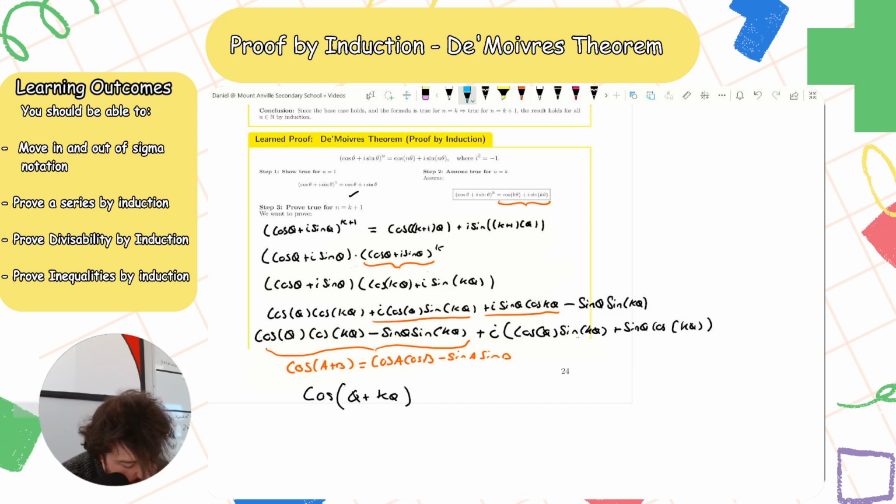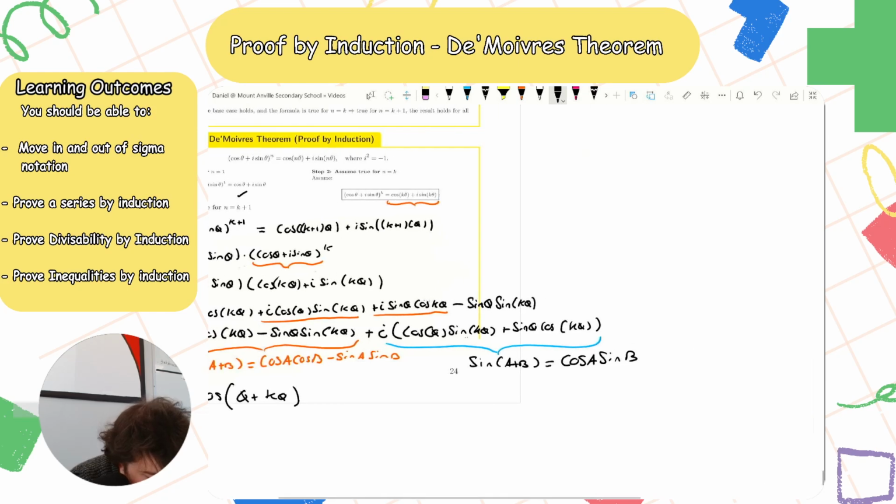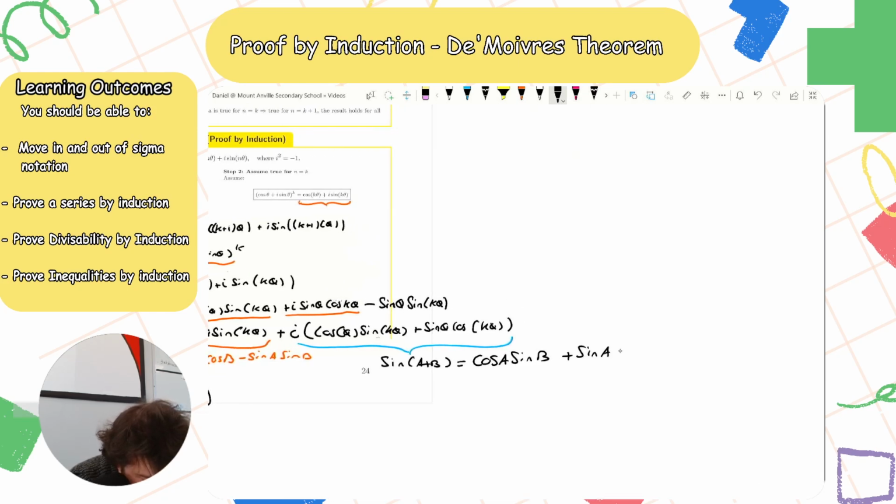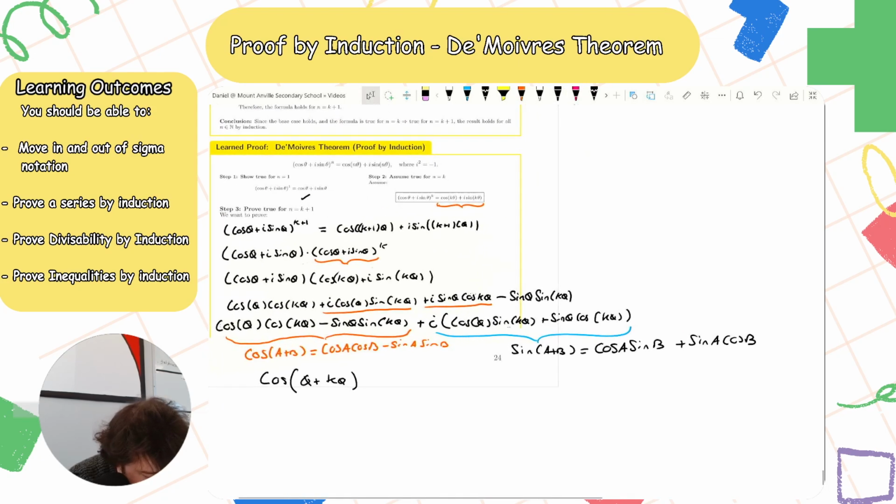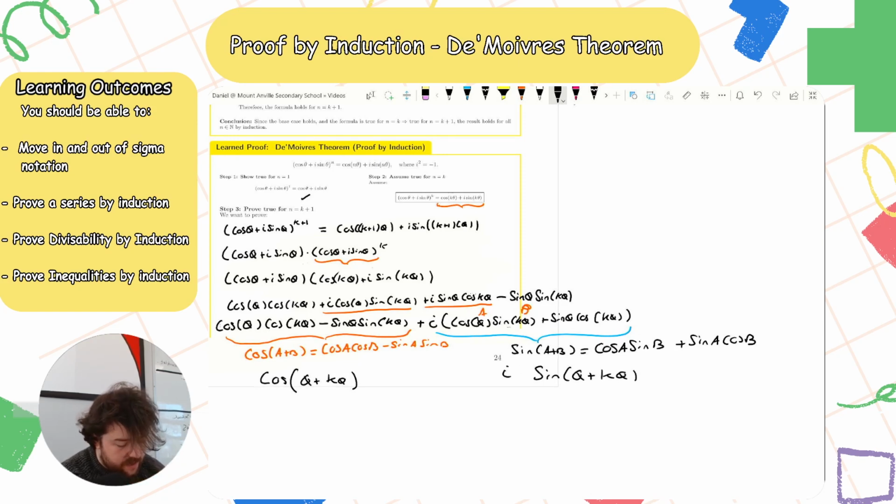And then this one here will simplify to, inside here, we're going to use sine (A plus B) is equal to cosine A sine B plus sine A cosine B. Right, and that makes sense here. So my A here being theta and my B here being k theta, this actually simplifies to sine (theta plus k theta). So i sine theta there.